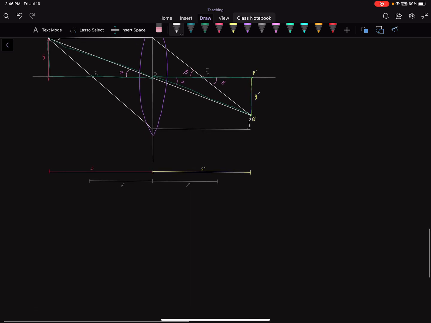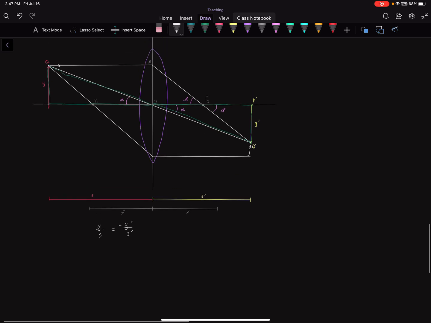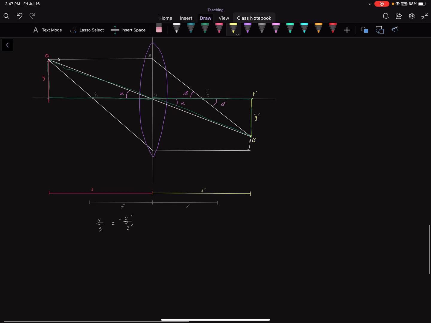All right, so y over s we can say is equal to negative y prime over s prime. And that's negative, right? Because it's below the optical axis. And we can rearrange that so that we get a y prime over y relation being negative s prime over s. All right.